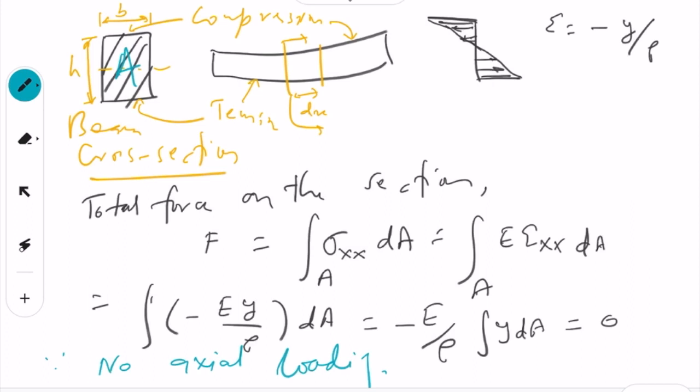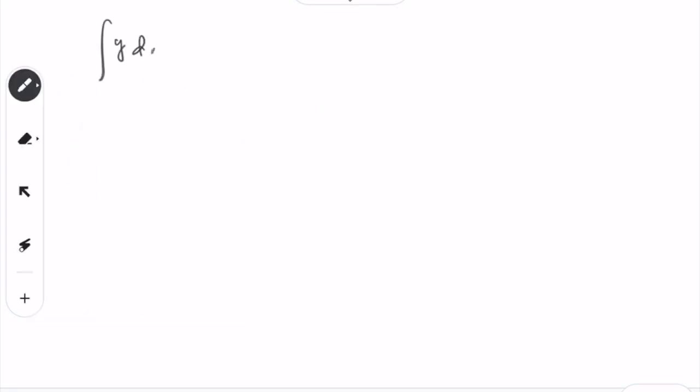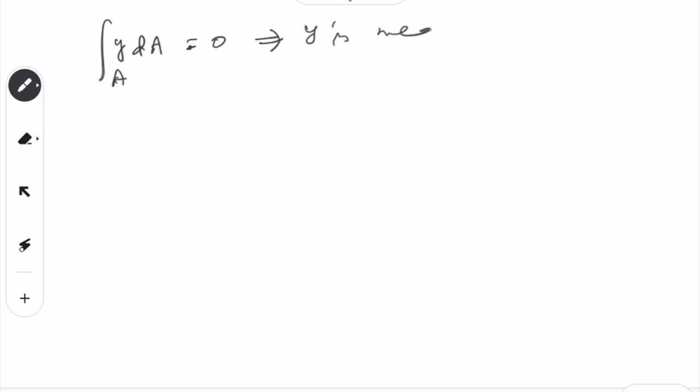If this is equal to 0, that really means the integral of y dA equals 0. This also tells us that the moment of area, the total moment of area, equals 0. That really means y is measured with respect to the centroid.